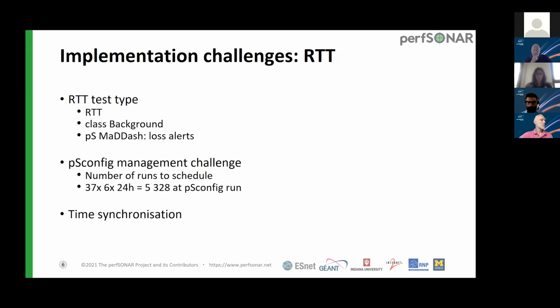And now I'm coming to the round trip time, which is a type of background test, but again I came to a challenge. On MADDash, with this type of measurement, you get a loss evaluation. But since I was already having a loss evaluation from the TWAMP measurements, I just didn't bother and didn't create yet another matrix.